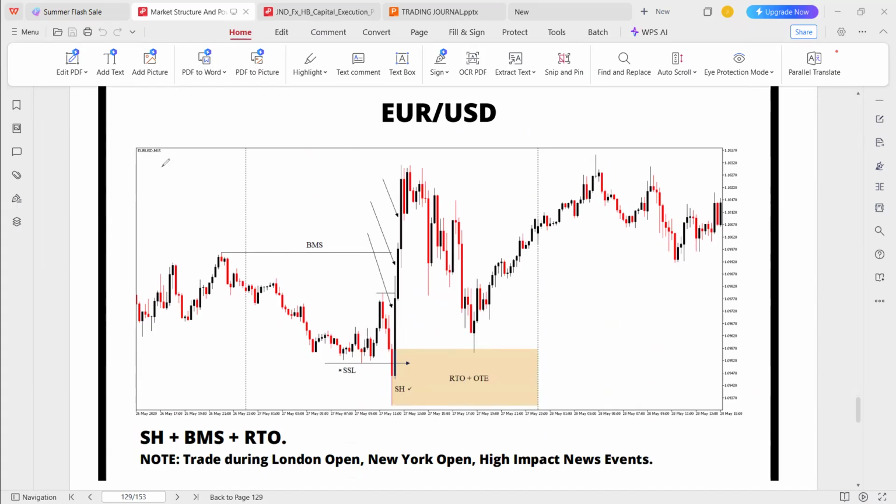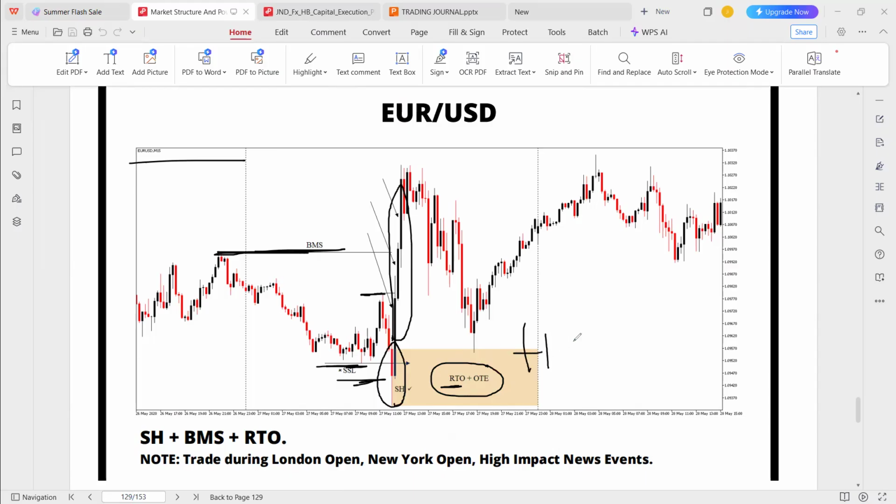Another example, EU M15. Price takes out these lows. Nice pin bar here, which is a stop hunt, liquidity sweep, sell side liquidity taken out. Price pushes up aggressively. Good trade. So either you take this trade or you wait for a BMS. Usually after a BMS, like I said, price will retrace either into the OTE or into the order block, which becomes an RTO. If both of them appear at the same time, that just means it's a high probability trade.